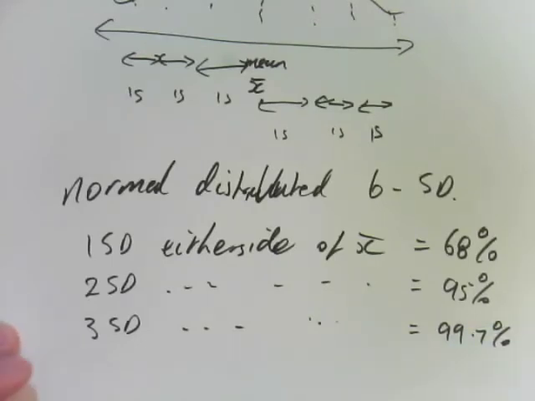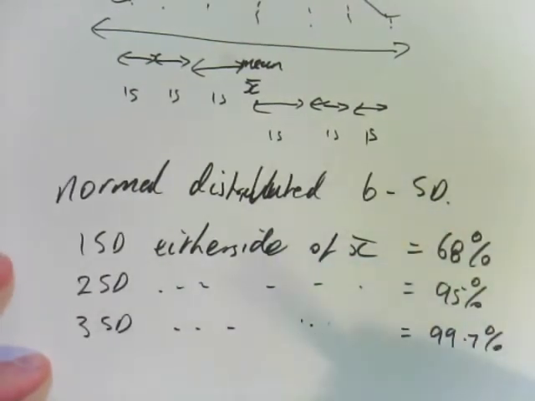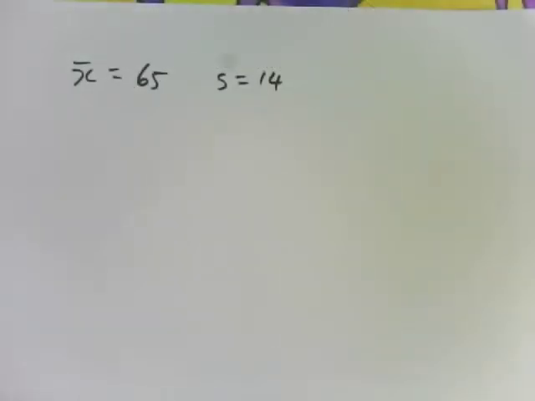So what does all of this mean? It means when it comes to questions on this sort of stuff, if they give you the mean and the standard deviation, you can work out approximately how many of a sample or something like that actually lie within a certain range. So we might run through a question now.